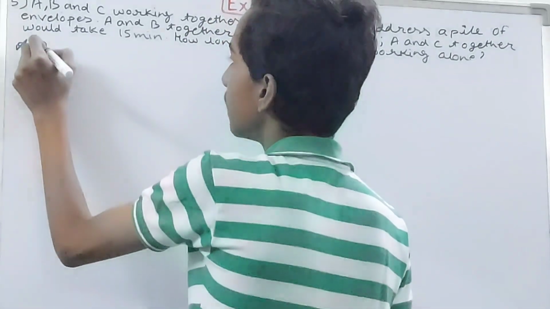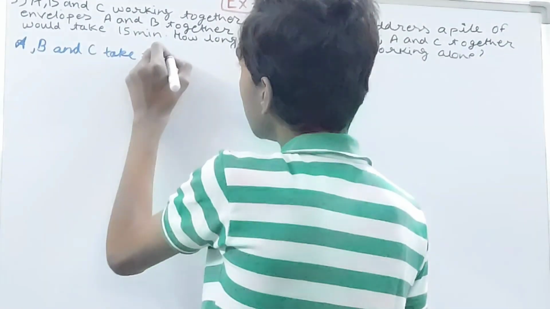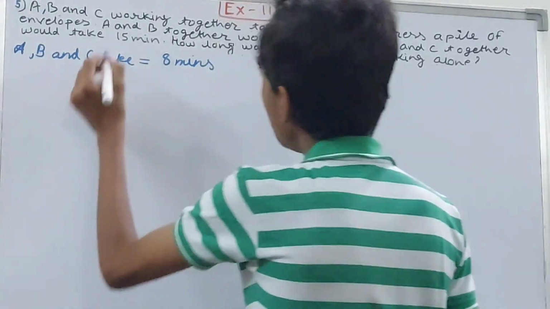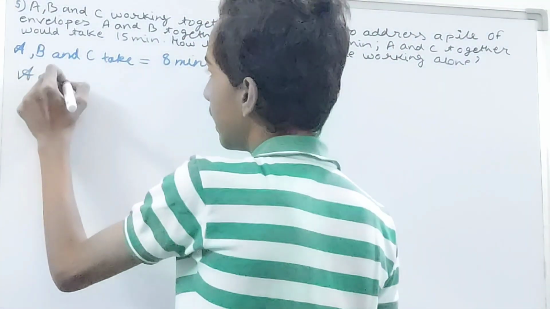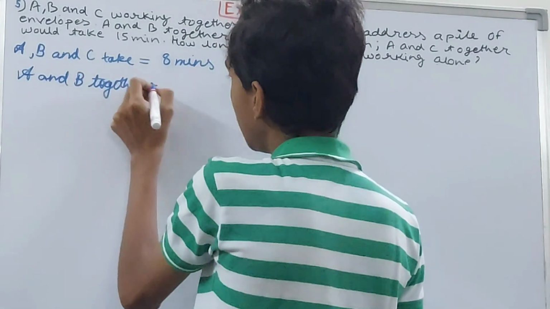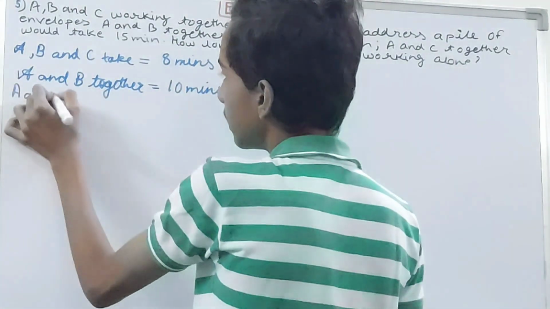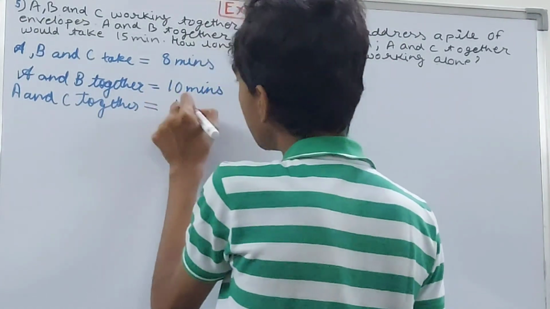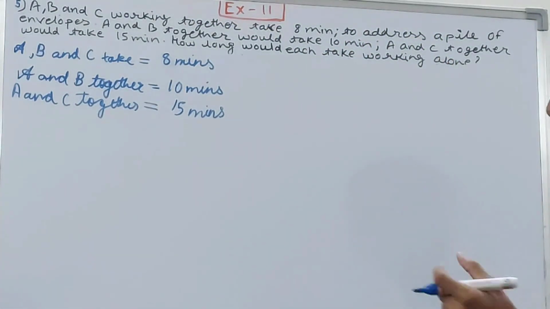A, B and C take how much time? 8 minutes, right? So together they will take 8 minutes. Now A and B together would take 10 minutes, right? So A and B together they'll take 10 minutes to do this work, and A and C together they will take how many minutes? 15 minutes, right? Now see, 15 minutes they will take to do this same amount of work.